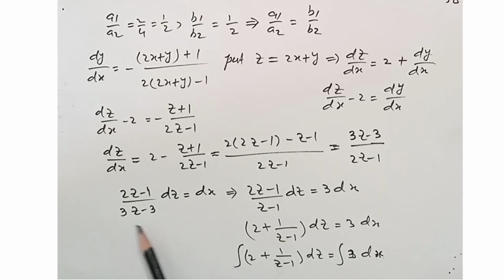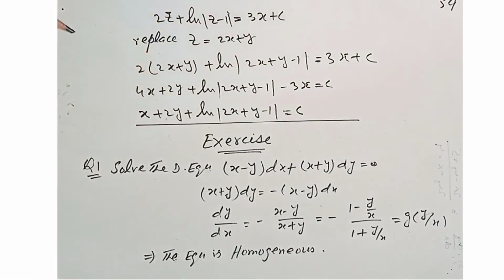Now multiplying by 3 both sides, and dividing this by this term, we can write 2 plus 1 by (z minus 1) dz equal to 3 dx. Now the variables have been separated, so we take the integral both sides. So we have 2z plus log of (z minus 1) equal to 3x plus c.